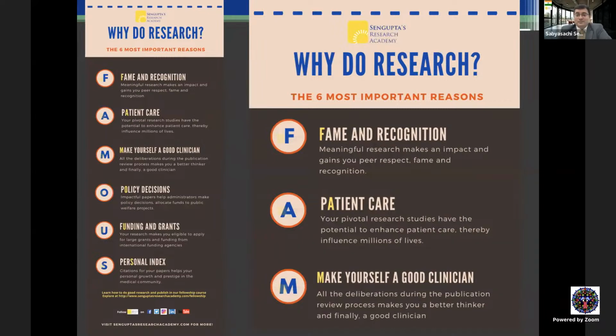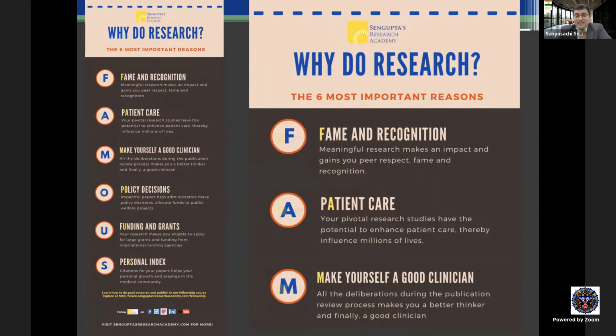So F really means fame and recognition, right? As you can understand, it's going to be part of it. If you do meaningful research, not just any number of papers, but each and every paper which people find intriguing, and they read it, and those papers make an impact, that gains you respect. So fame and recognition is definitely part of it.